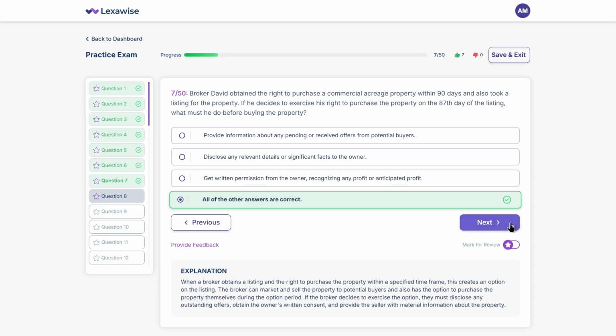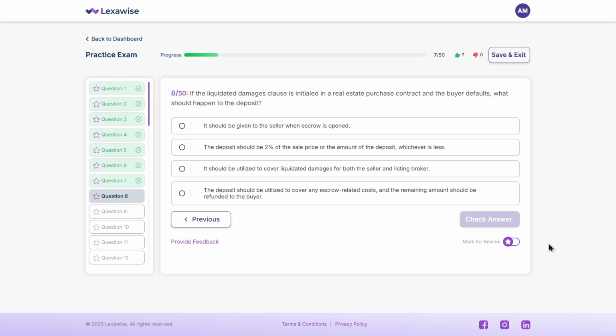Let's tackle this next. If the liquidated damages clause is initialed in a real estate purchase contract and the buyer defaults, what should happen to the deposit? A. It should be given to the seller when escrow is opened. B. The deposit should be 2% of the sale price or the amount of the deposit, whichever is less. C. It should be utilized to cover liquidated damages for both the seller and listing broker. D. The deposit should be utilized to cover any escrow-related costs, and the remaining amount should be refunded to the buyer. Take a moment.